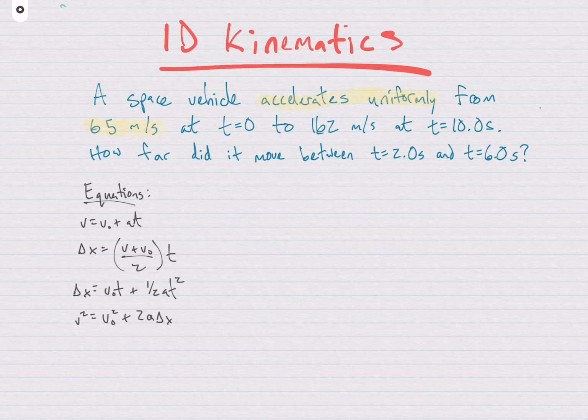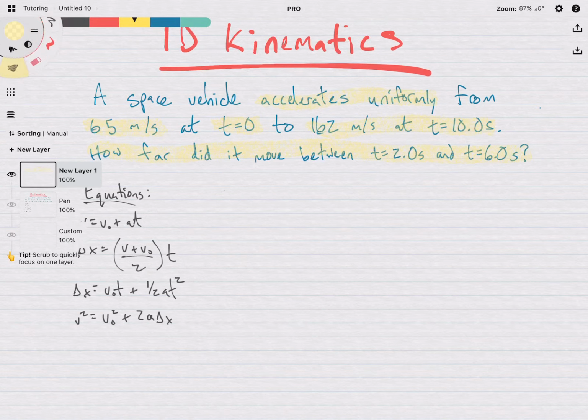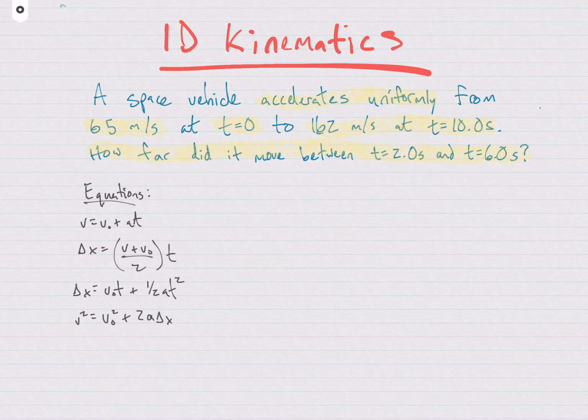It says it goes from 65 meters per second. That would mean the initial velocity at time equals 0 is 65 meters per second. Then we have 162 meters per second at t equals 10 seconds. So this would be the final velocity in this instance, at 10 seconds, because what happens after 10 seconds is not important. And then the question we need to focus on: how far did it move between t equals 2 seconds and t equals 6 seconds? Now that we have that information, we can begin to solve the problem.